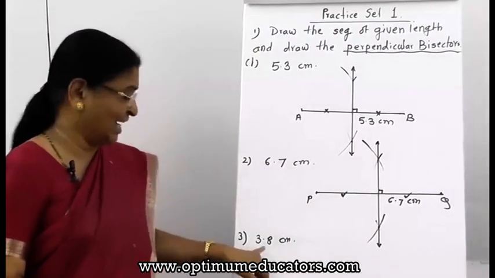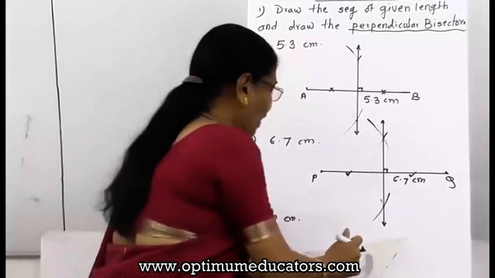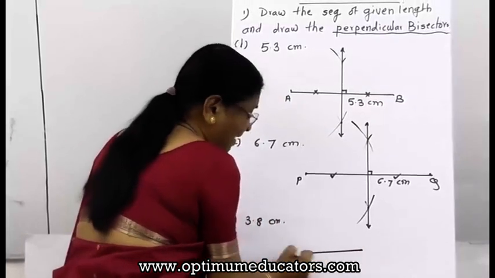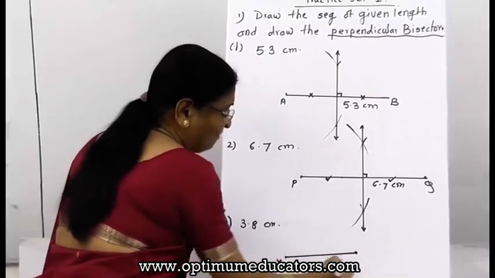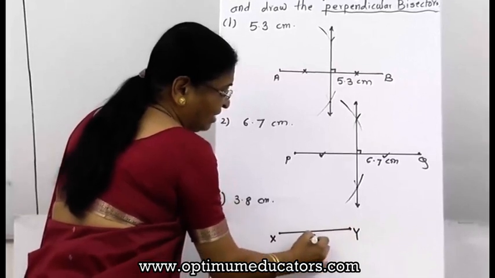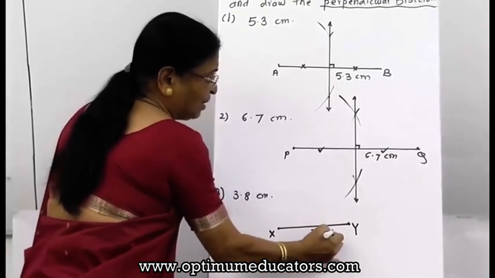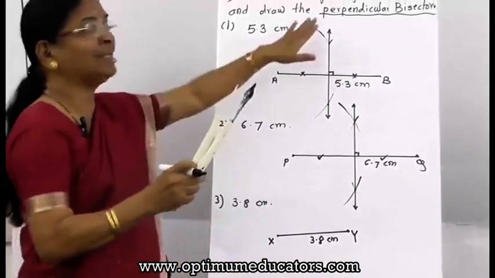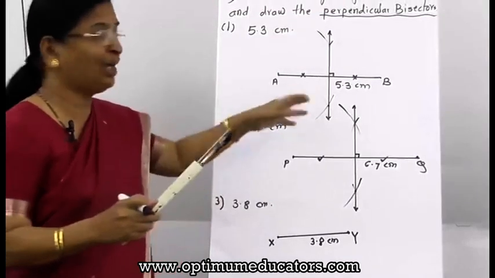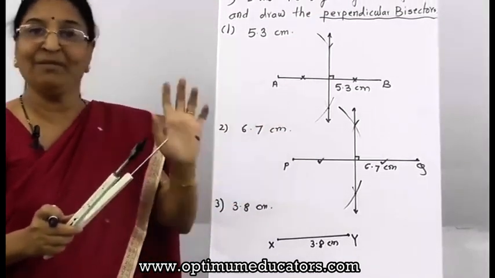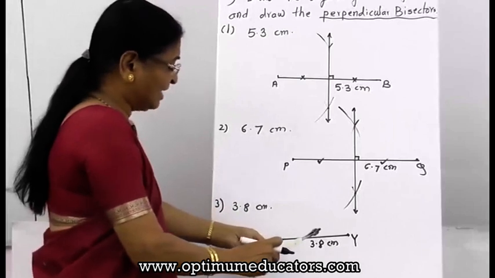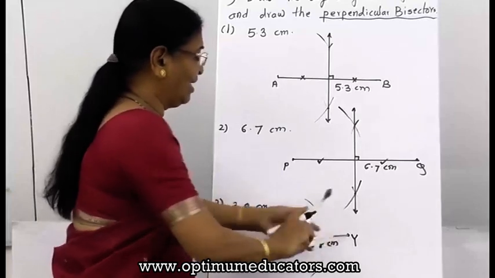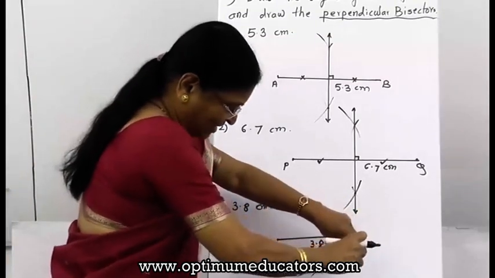Now the last one, that is 3.8. Again draw it, that is 3.8, and label it, like I will label it as XY and 3.8 centimeter. Now again take the compass, always do the same thing, and whenever you do it 3, 4, 5 times, it will be fixed in your brain, and then any time, any length is shown and you can draw the perpendicular bisector of that segment.